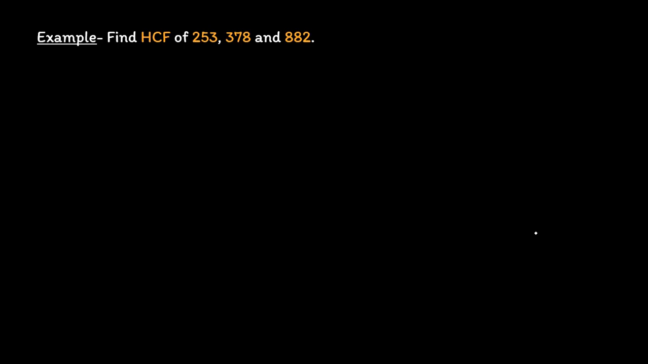Now let's take one more example. If the numbers are 253, 378 and 882, same method, difference between 378 minus 253, this is equal to 125. Now let's take the difference of 882 minus 378.